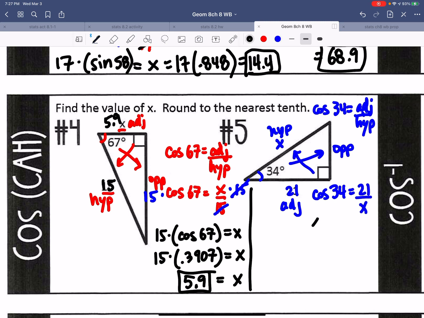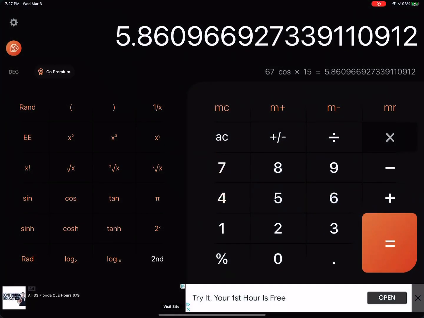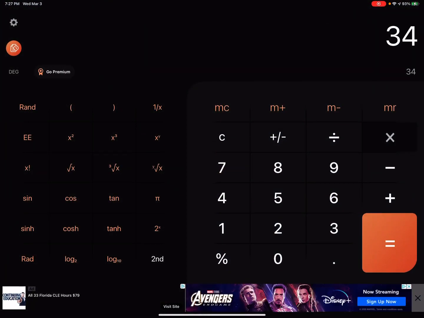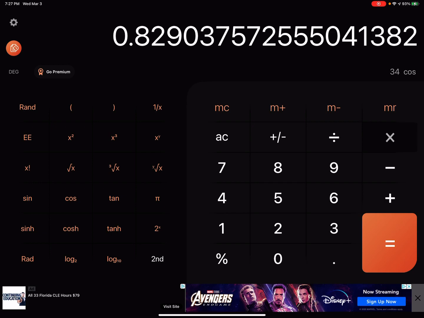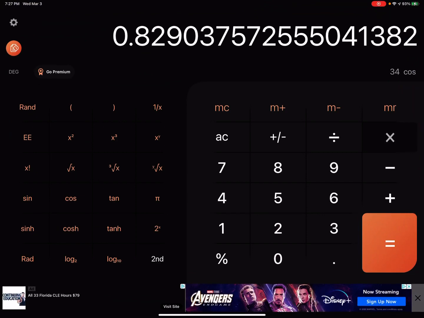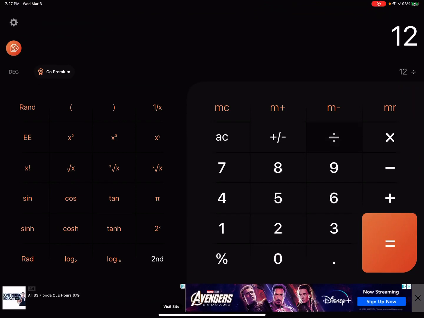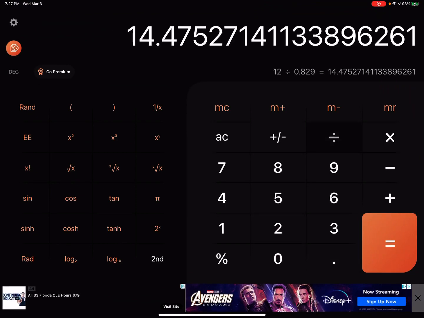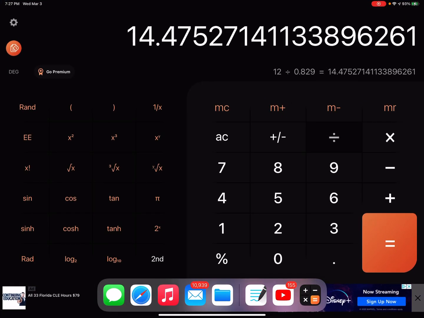So I need my swap here, right? I need x there and the cosine of 34 down there. Okay, so what is the cosine of 34? 0.829, okay? So x is equal to 12 divided by 0.829. 14.5.